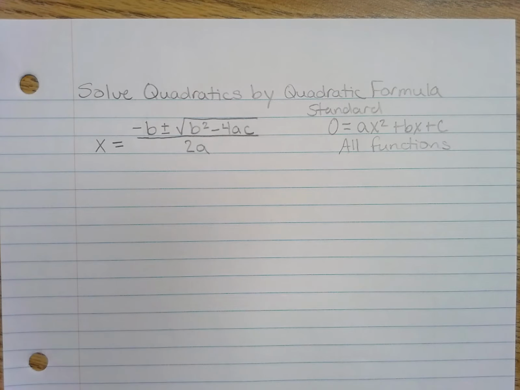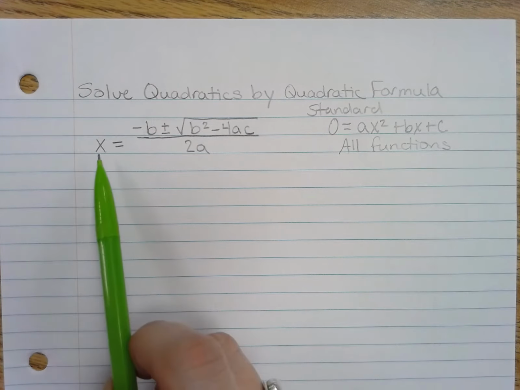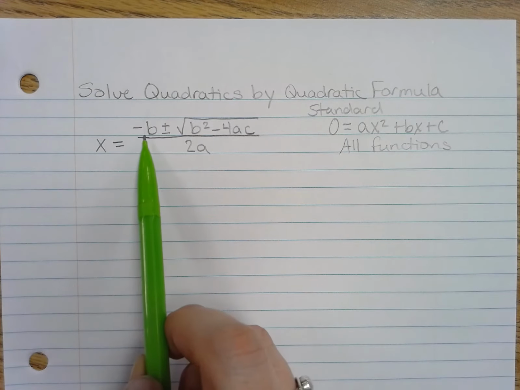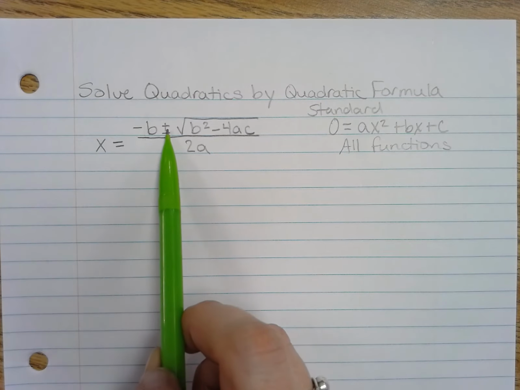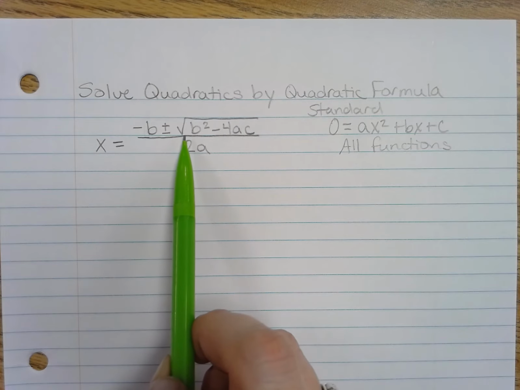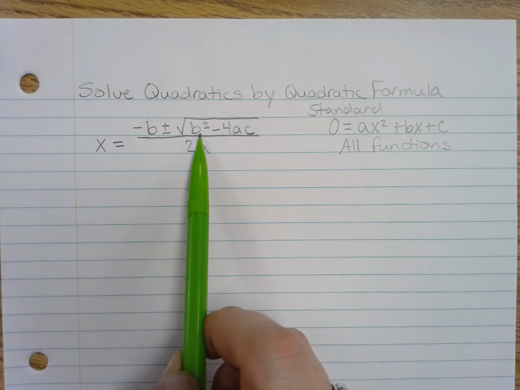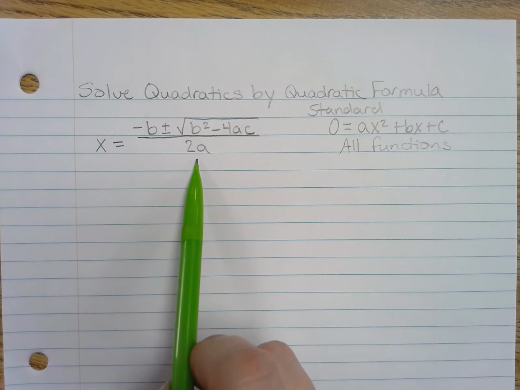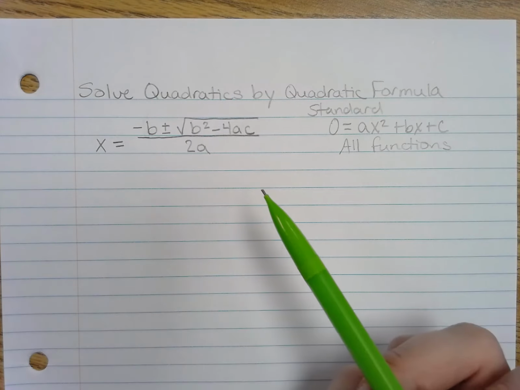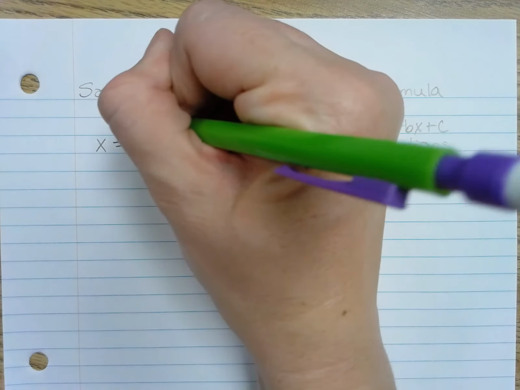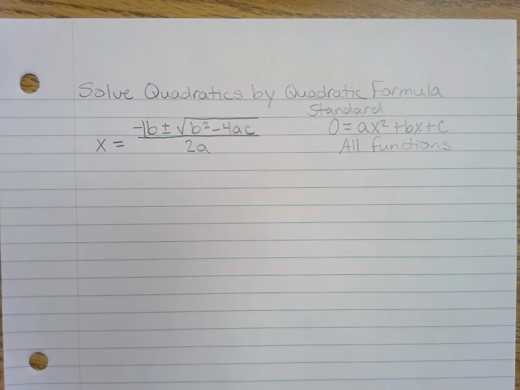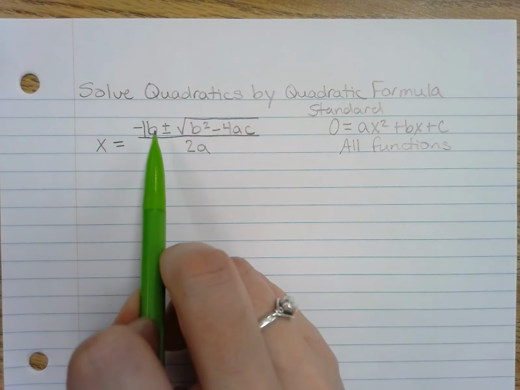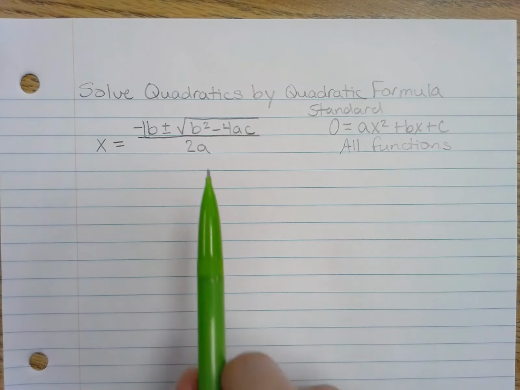In this lesson, you will learn how to solve quadratic equations using the quadratic formula. The quadratic formula is x equals negative b plus or minus the square root of b squared minus 4ac all over 2a. I highly recommend putting a negative 1 in front of that b so that you can correctly calculate this portion of the formula.